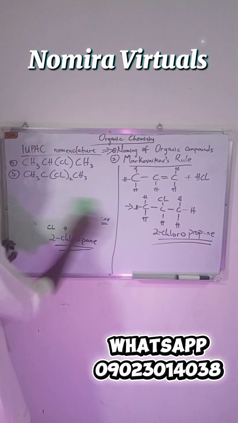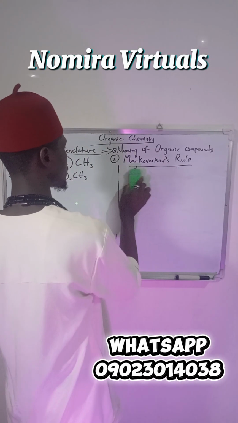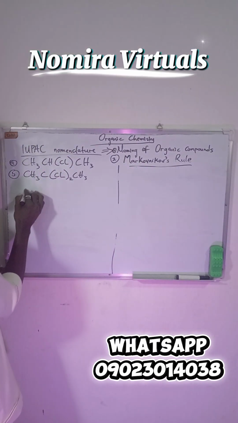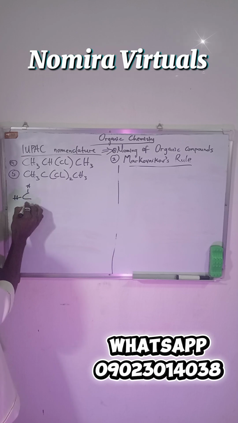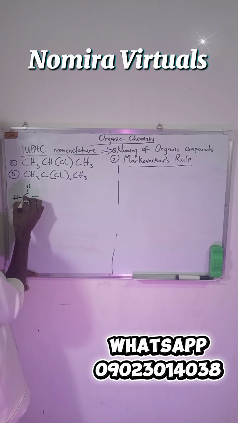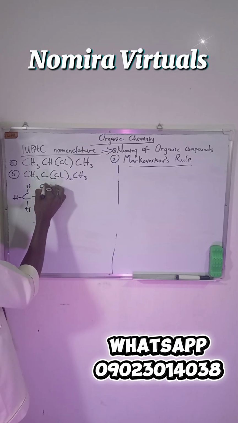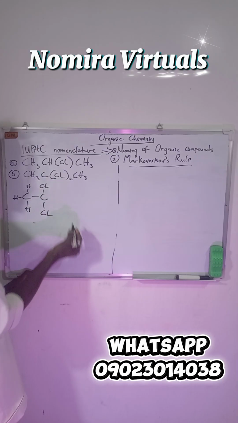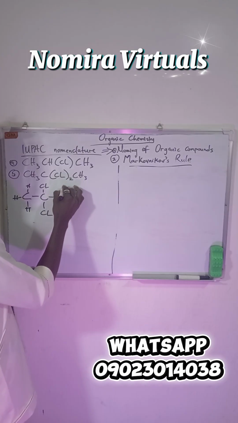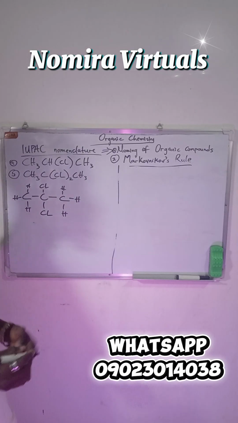So let's draw the structure, and then we'll consider how the particular compound was formed. So we have C attached to 3 hydrogen atoms. Then this carbon is attached to this carbon that contains 2 chlorine atoms, and then attached to the carbon that has 3 hydrogen atoms. So how do we name this?